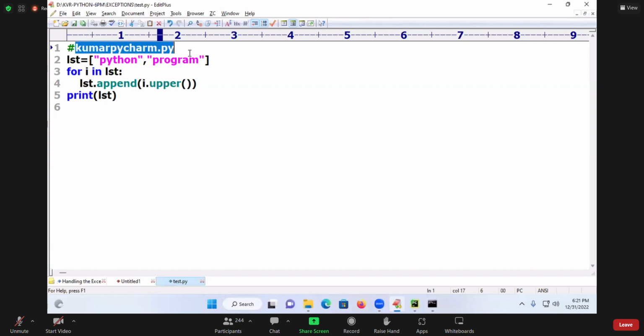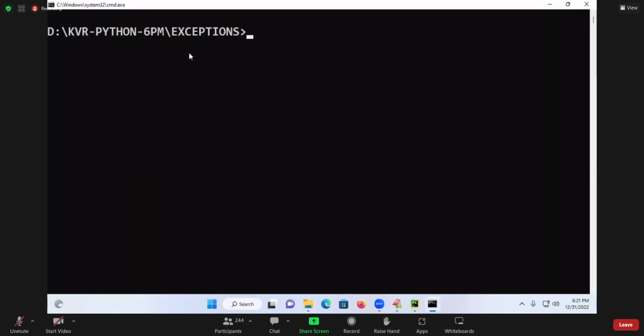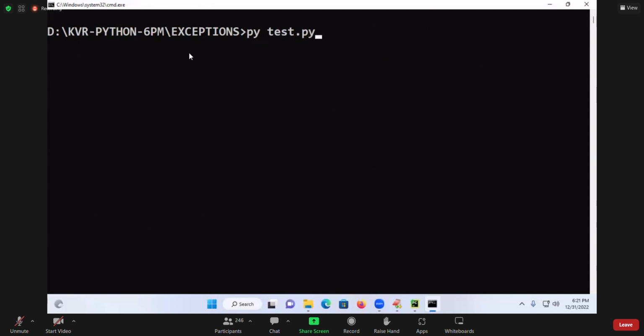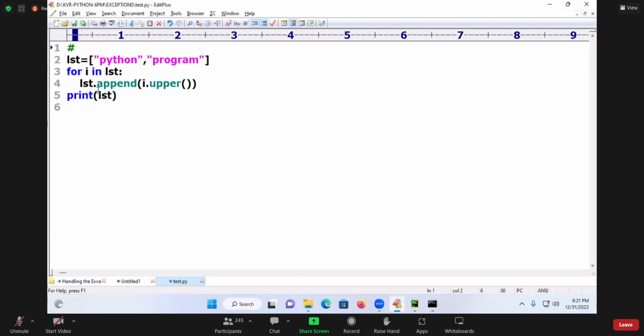What is that program name? Save it first. Test.py saved, okay, already it is saved. So py test.py. What is happening? Something is there here. lst.upper of... for i in lst, first value coming, i.upper of, to whom it is added, lst, print of lst.